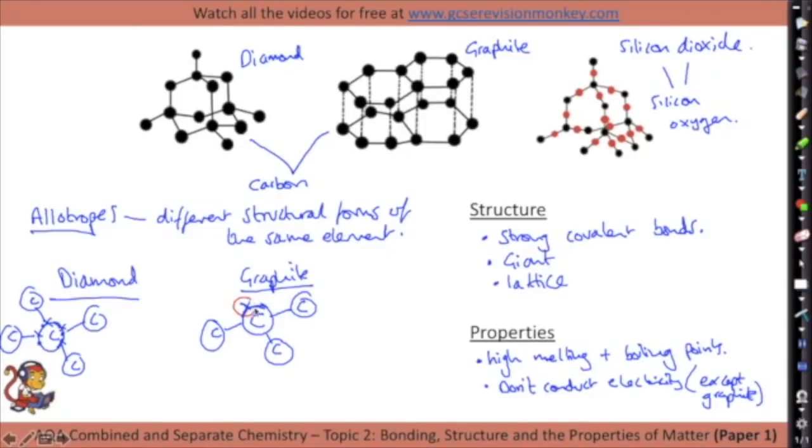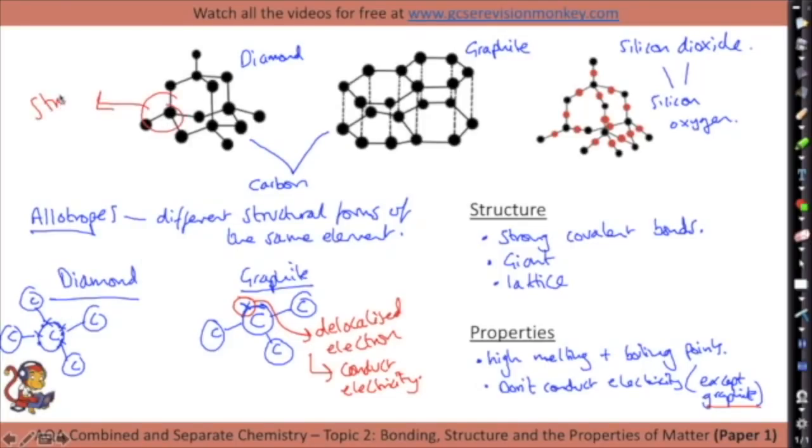This delocalized electron gives it a very particular property in that it can conduct electricity. So graphite only makes 3 carbon bonds with each of its carbons, therefore it has a delocalized electron, and therefore it's free to move throughout the structure and it can conduct electricity. Because diamond has 4 bonds, it is a very strong structure, and it is a very hard material, one of the hardest materials on our planet.